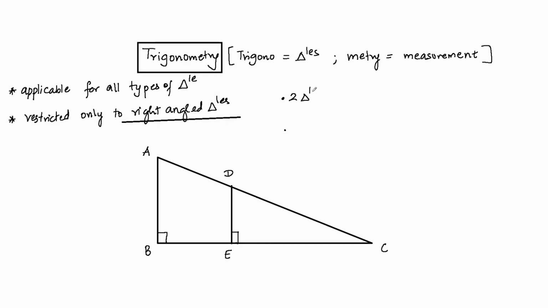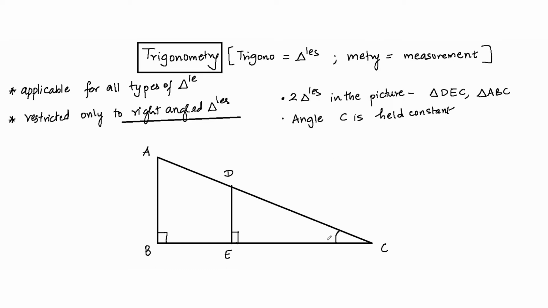There are two triangles that I see in this particular picture. Which are these triangles? I have triangle DEC and I have triangle ABC. These are the two triangles. In both the triangles, angle C is the same. Angle C is held constant. That means whether you measure angle C in triangle ABC or in triangle DEC, the measurement of angle C in both cases is exactly the same.